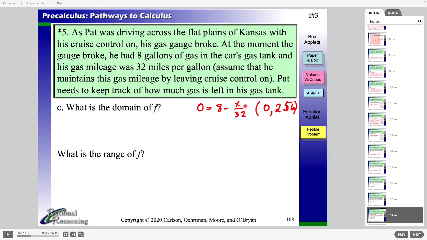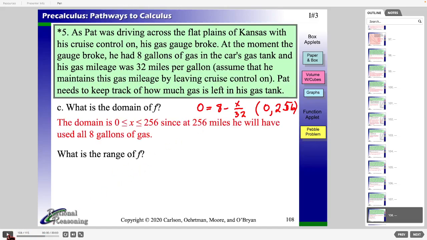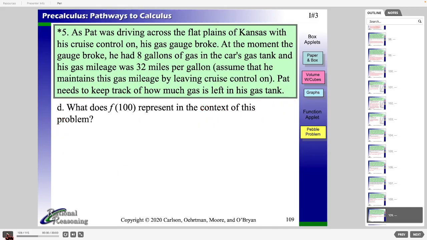The range is just, you plug in this, obviously the output will go from, really from 8, because that's what we're starting with, down to 0. You can't get negative gallons in the tank, but 0 to 8. The domain is 0 to 256, since that's when all of 8 gallons will be used. And then the range is 0 to 8 gallons, because gallons is the output, how many gallons are left. Now again, it starts at 8 and goes down to 0, but we always go left to right with the smallest to the largest.